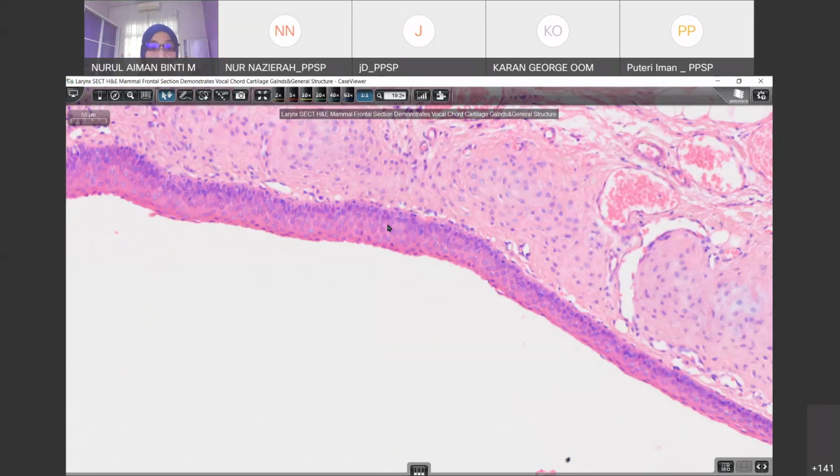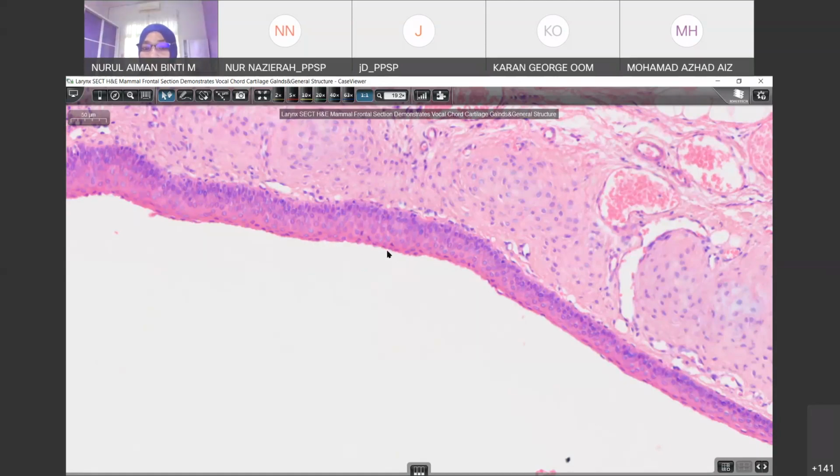With stratification, the most superficial layer is the most mature one. Students, I just want to practice with you. What can you see here on the most superficial layer? Anyone can answer? Squamous. Yes, very good, Azhar. So it's squamous. You can see a lot of stratification here, but the tip is you have to look at the most superficial layer. So this is stratified squamous epithelium.